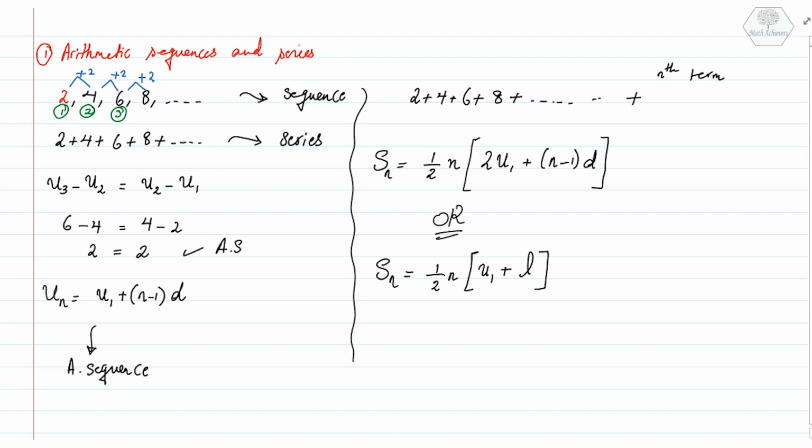All of these formulas, this is the first formula to find any term within the sequence. And the second formulas, for finding the sum, you can find them included in the formula sheet. So you don't have to worry about memorizing. You just have to know how to use them. This is for arithmetic sequences and series.